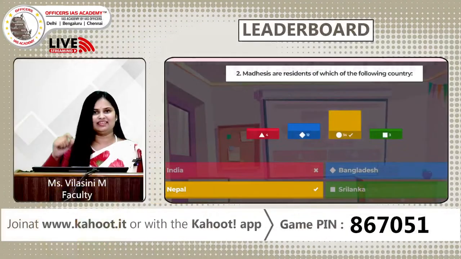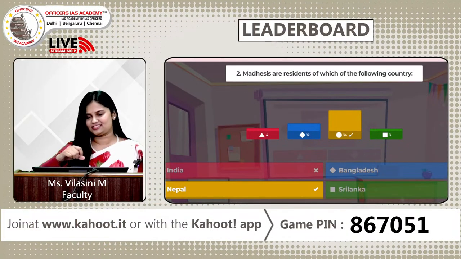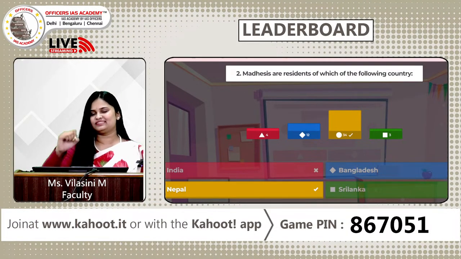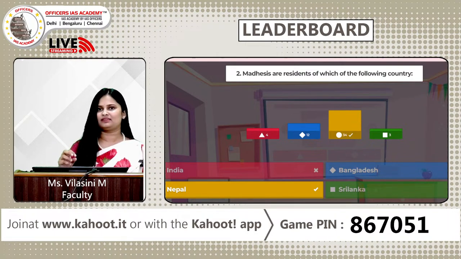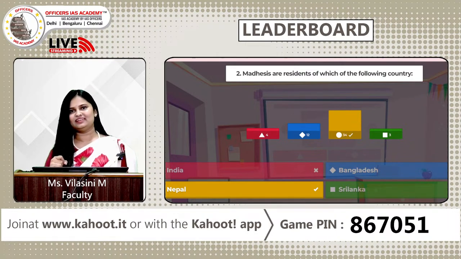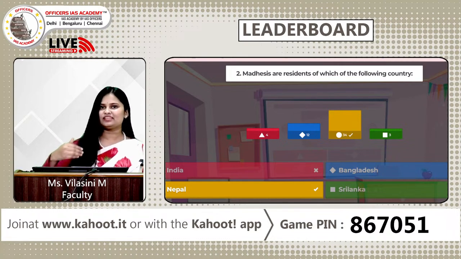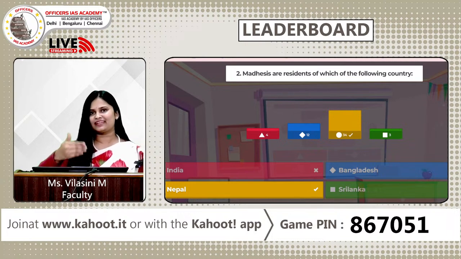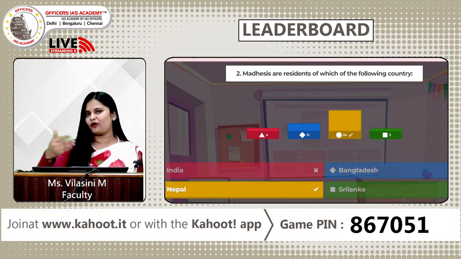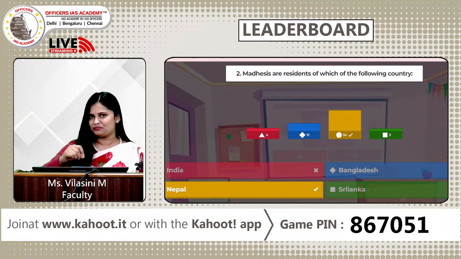Wonderful. So great. Most of you have given Nepal. Yes, and that is correct. Madhesis are defined as residents of Nepal. Fine. And they are found in South Nepal region, specifically in the Terai region. And this is very close and in fact borders with Bihar in India. And in fact, they say that the communities on either side share similar characteristics, similar traits, similar cultural attributes, and therefore marriages across the borders is very common over here. So this is with regard to Madhesis.